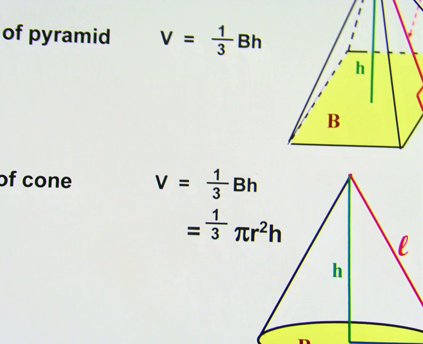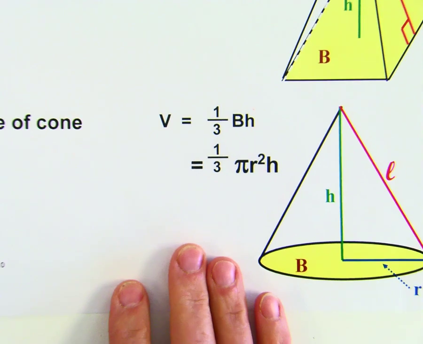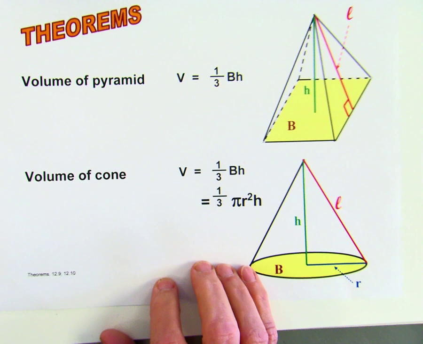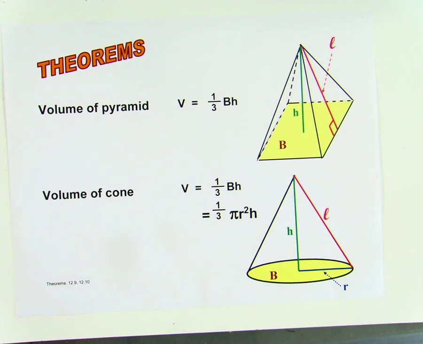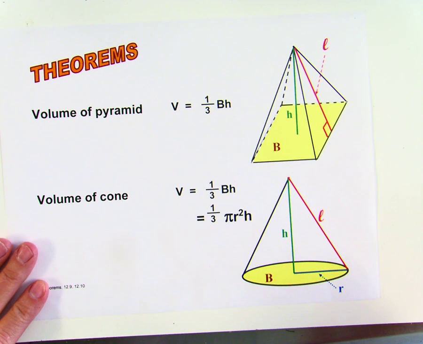Okay, so we have that the volume of a pyramid and the volume of a cone is a third of the volume of the cylinder or the prism. Let's get a generalization here.